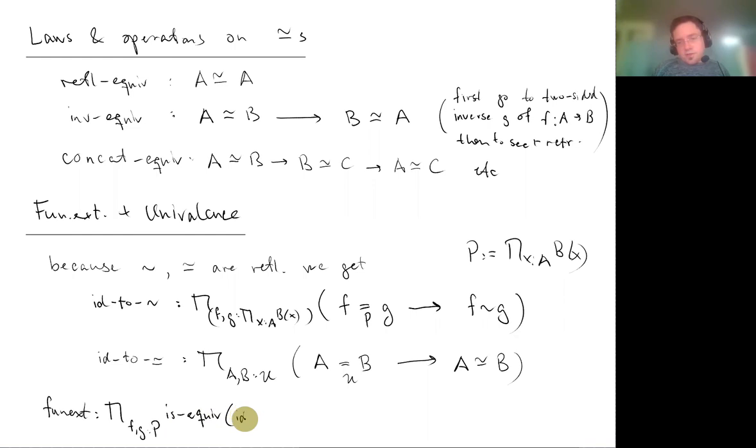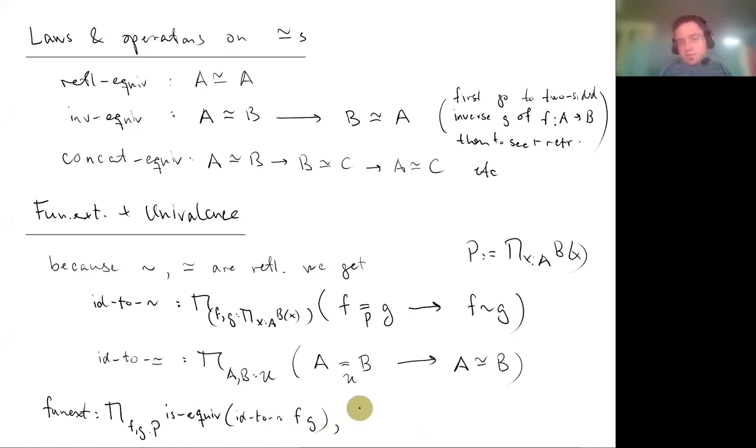this function htpy-eq f g. So htpy-eq applied to f and g is this function from identifications of f with g to homotopies from f to g. And function extensionality says that this is itself an equivalence. So in particular, the type of identifications becomes equivalent to the type of homotopies, but it's a little bit better than that because we know the particular function that's an equivalence, and that's always useful.